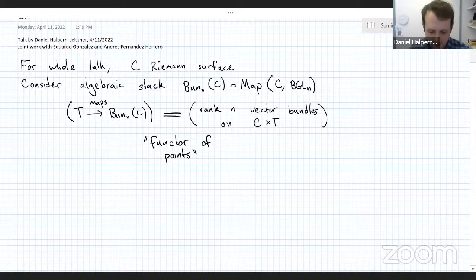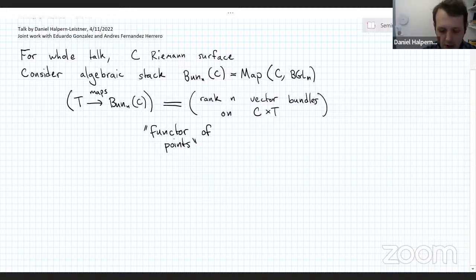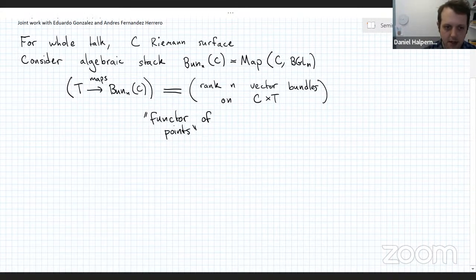If people have questions, go ahead and interrupt. I'm not going to get into what that means, but in some sense this is a geometric object, and there's a rich geometric theory of how to work with sheaves on algebraic stacks and talk about cohomology and constructible sheaves and all kinds of stuff. So you can think of this as a geometric object in its own right, a solution of the moduli problem, a solution of this classification problem.